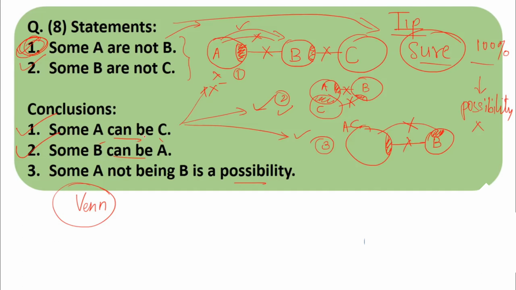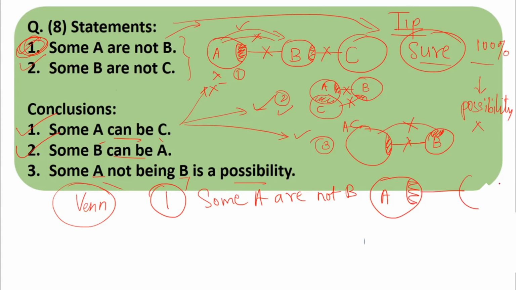Let's move on to the third conclusion. Some A not being B is a possibility. Now, A and B relation is asked, which is already there in statement number 1. What is the statement? Some A are not B, which can be drawn like this. A, this is a part which is not related to B. The conclusion is that some A not being B is a possibility. We already know that some part of A is not B. It is given in the statement.